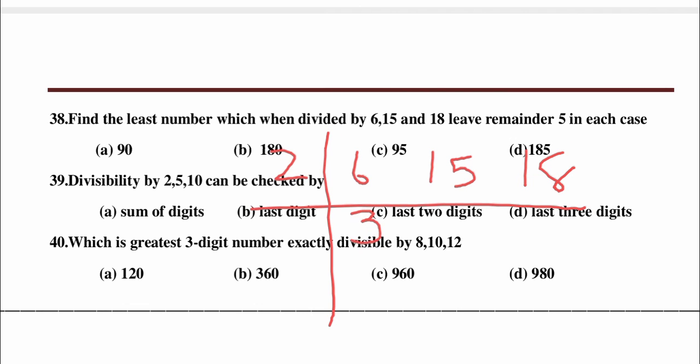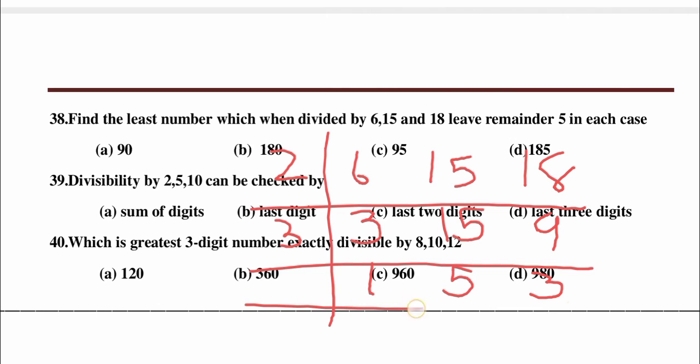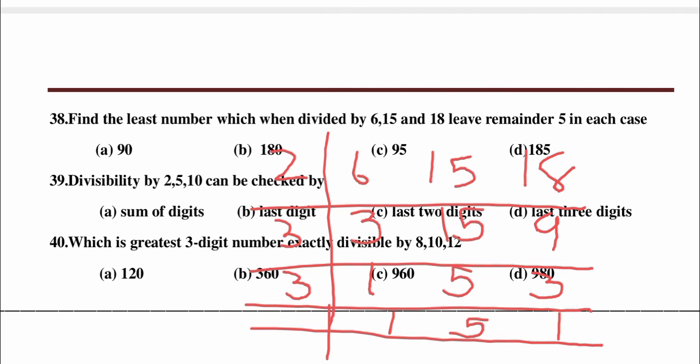2 3s are 6, 15 as it is, 2 9s are 18. Now we can divide by 3: 3 1s are 3, 3 5s are 15, 3 3s are 9. Again we can divide by 3, 5 as it is, 1 as it is. We can divide by 5, 5 1s are 5. Now we multiply these. 2 3s are 6, 6 3s are 18, 18 5s are 90.